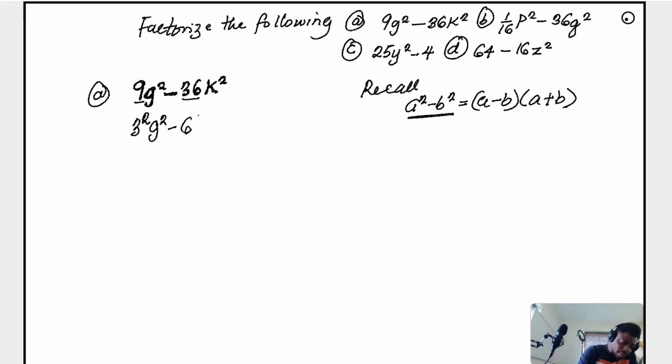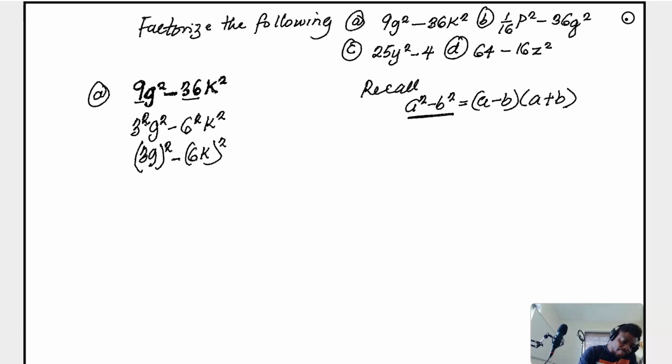36 can also be written as 6 squared. And we have k squared here. So remember, 3 squared and g squared, this is laws of indices. They have the same power, so the bases can be put together and you maintain one of the powers. Okay, same thing is 6k all squared.